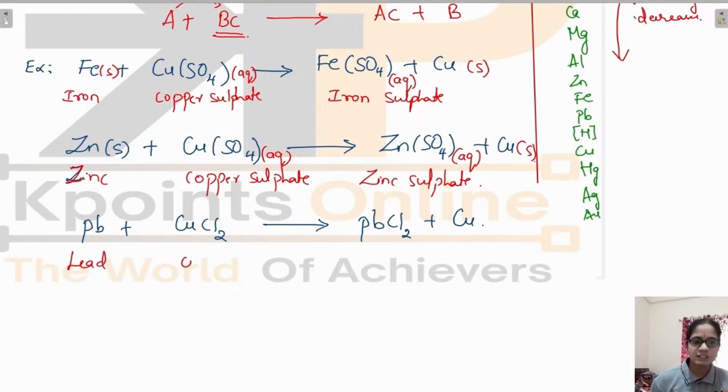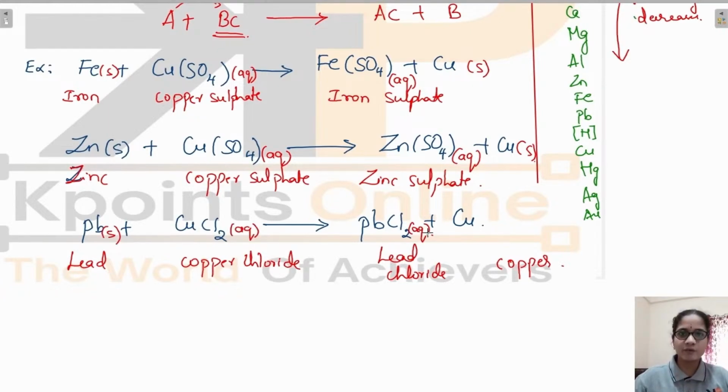This is lead. This is copper chloride. This is lead chloride and copper. Okay. In this way lead has displaced copper from the copper chloride solution. Okay. So one thing you have to note down here is not all the elements will displace every element from its solution. Only the reactive elements will displace other elements from their solution.